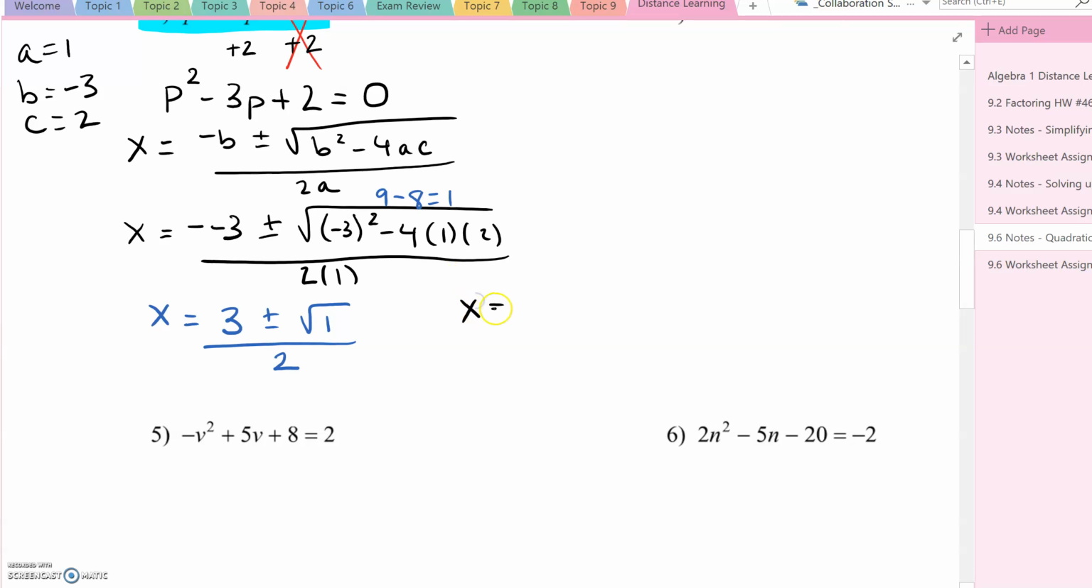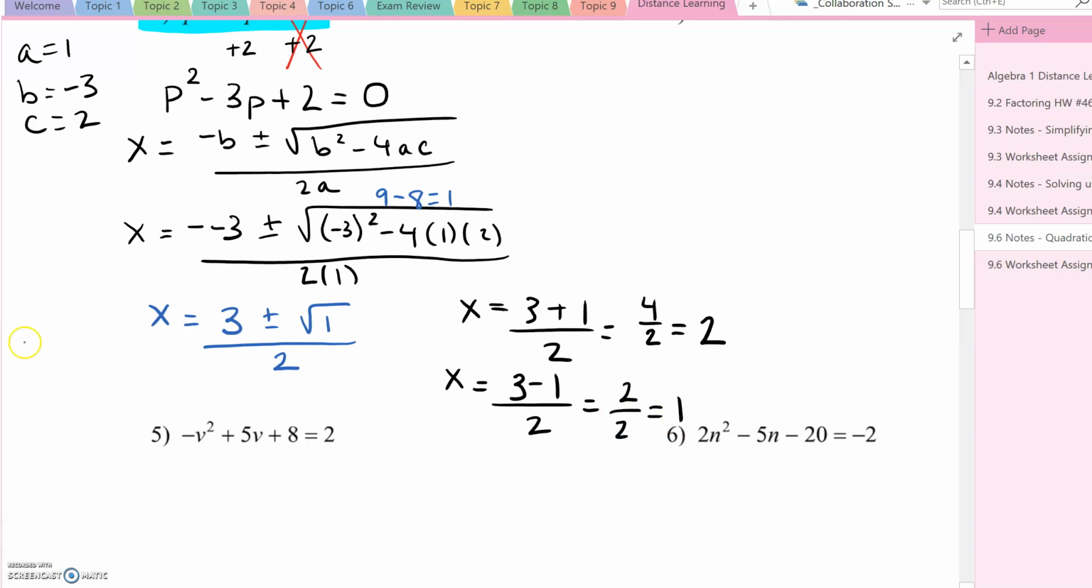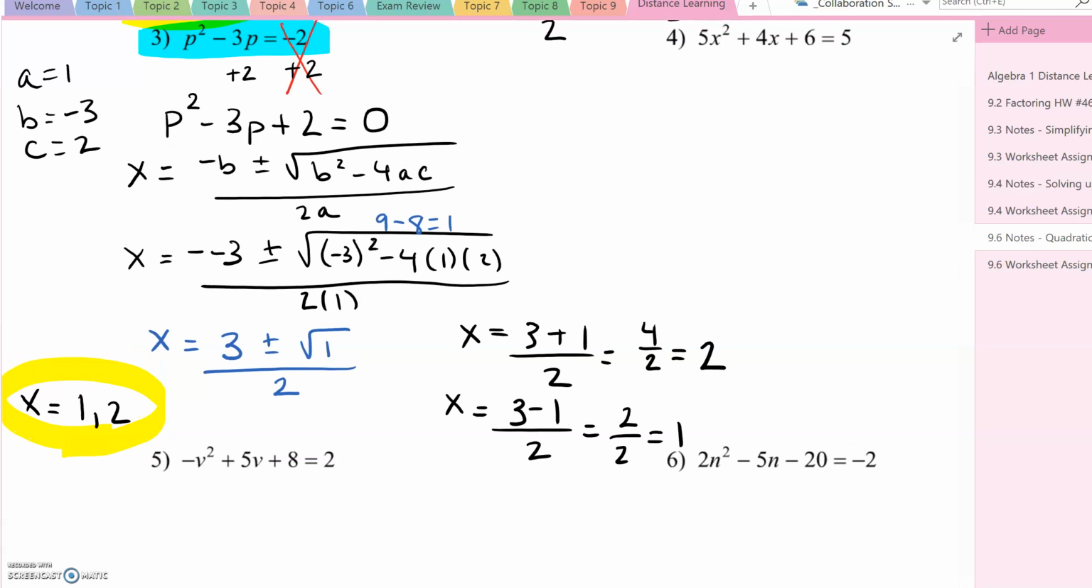We get x equals 3 plus 1 over 2, and x equals 3 minus 1 over 2. 3 plus 1 is 4. 4 divided by 2 is 2. 3 minus 1 is 2. 2 divided by 2 is 1. So for problem number 3, our x is equal to 1 or 2. Alrighty, hopefully that makes sense. So the only difference for this problem was we first needed to set it equal to 0 because it equaled negative 2.